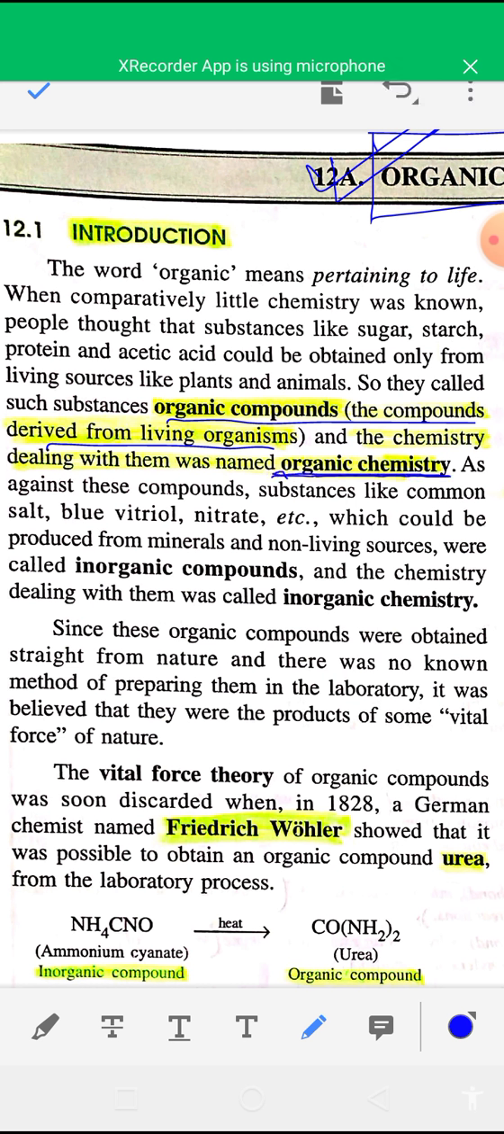Organic chemistry is the branch of chemistry where you study organic compounds, and organic compounds are obtained from living organisms. Examples of organic compounds: sugar, starch, protein, acetic acid. All these are organic compounds because they are obtained from living organisms, from plants and animals. And they are made up of carbon.